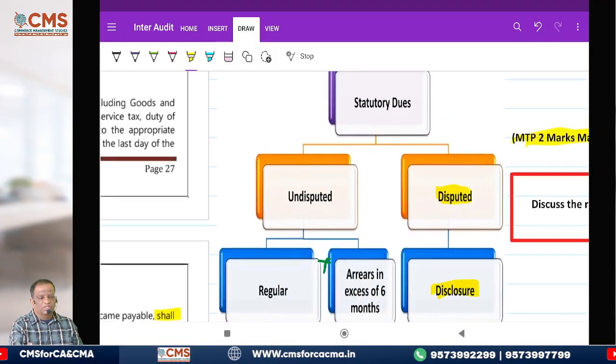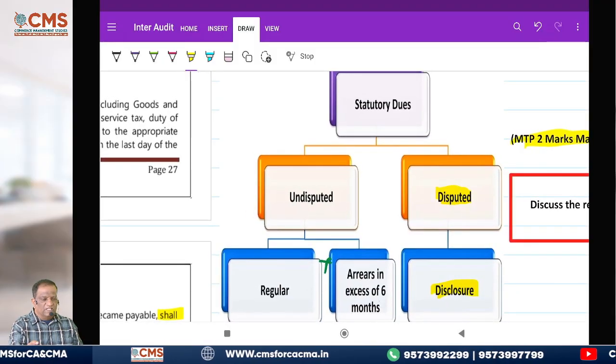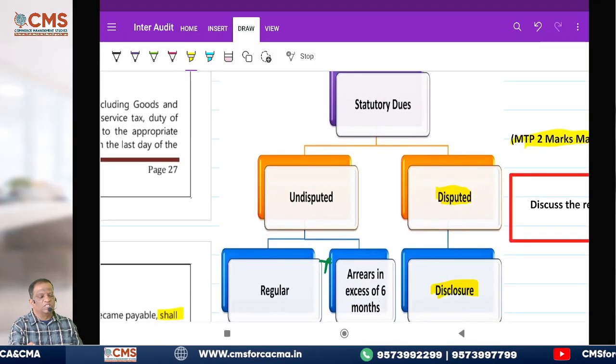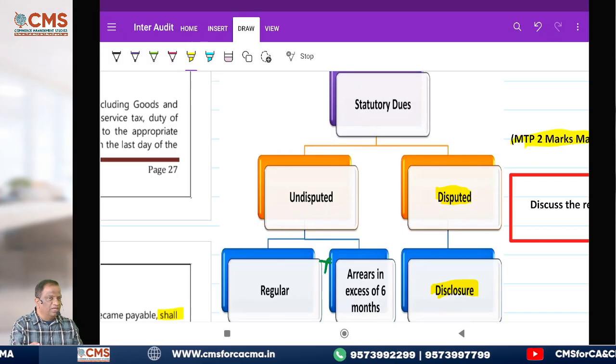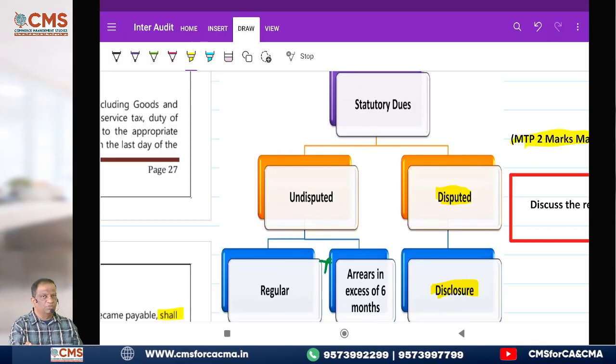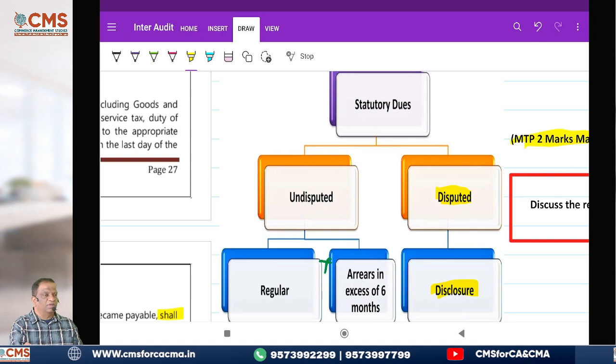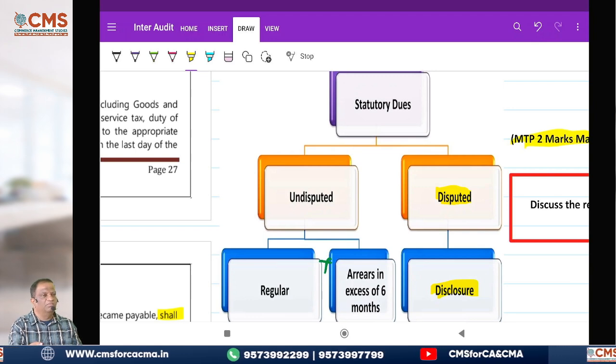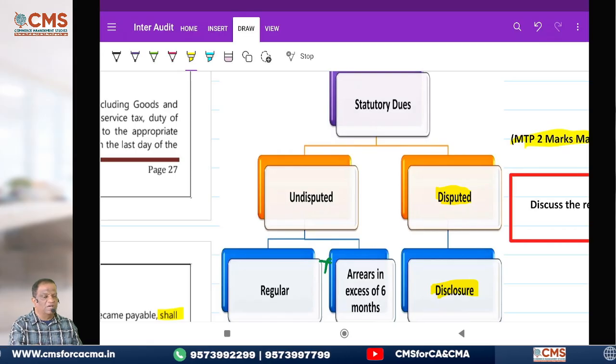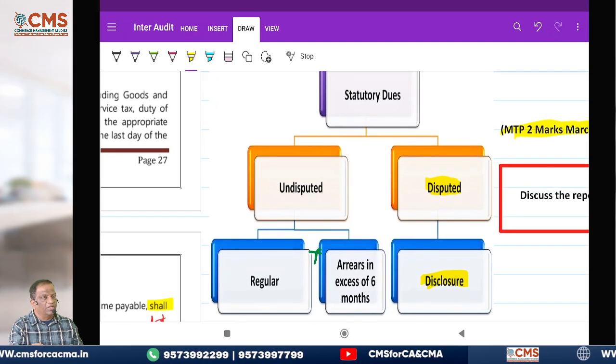Statutory dues are of 2 types. One is undisputed and the second is disputed. Undisputed means you don't have anything to dispute. You know that you have to make the payment. Then did you make the payment? Is the company regular in making the payment? If not regular, any arrears in excess of 6 months will have to be reported by the auditor.